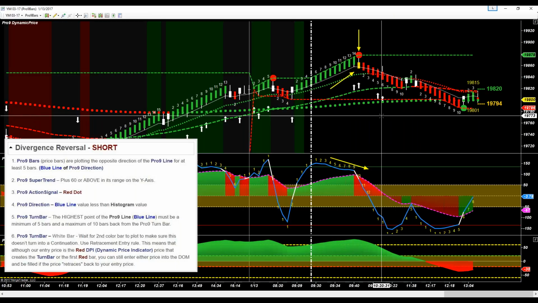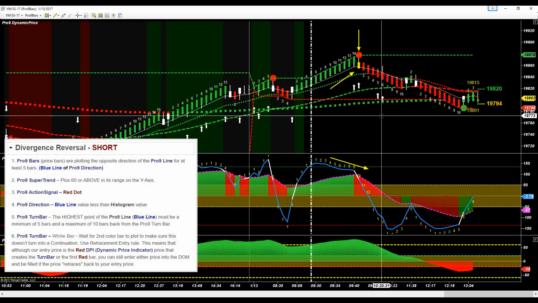Yes, it is very important. I should have clarified that earlier, so I don't want any confusion on our entry points. But it is very important to stress that our entry price will always be a DPI number, except for the breakout. A breakout will always be 1 tick above or 1 tick below the current high or low of the day, depending on the direction.